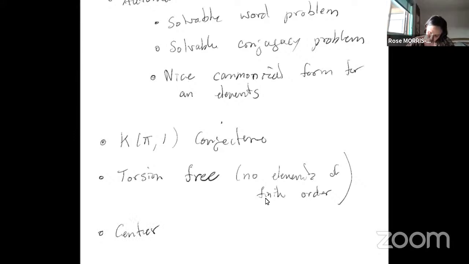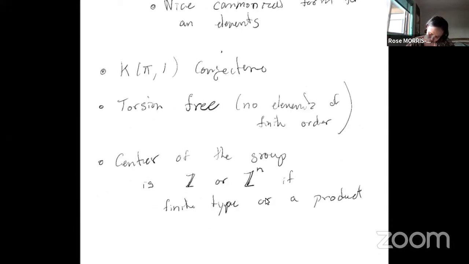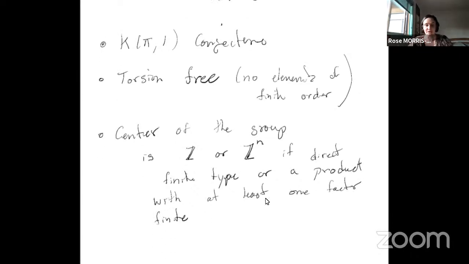The center of the group, right? So the collection of elements that commute with all of the other elements in the group is Z or some product of Z if I'm a finite type group, or if I'm a product, a direct product I should say, with at least one factor finite. So for finite type groups, we know exactly what the centers are.